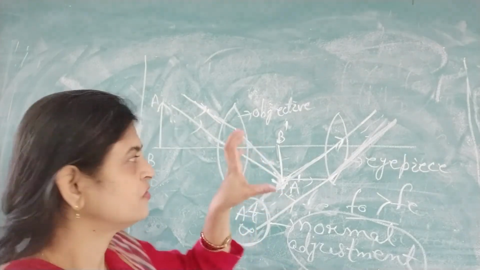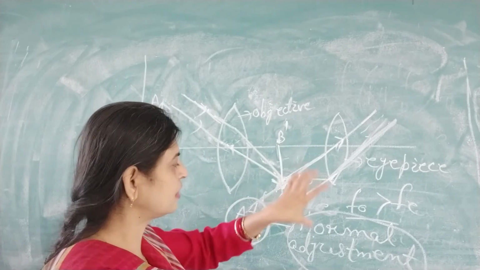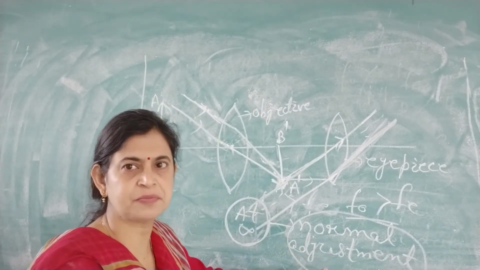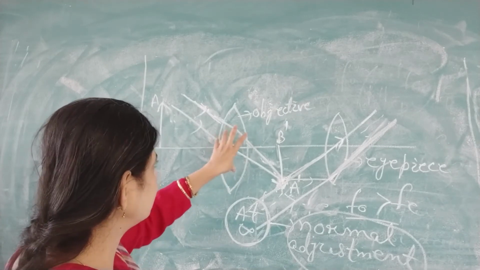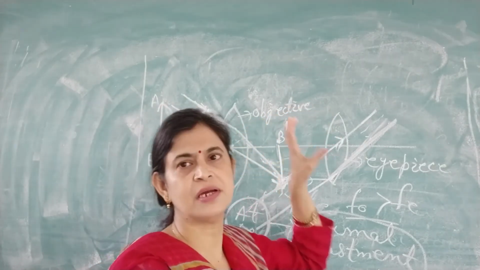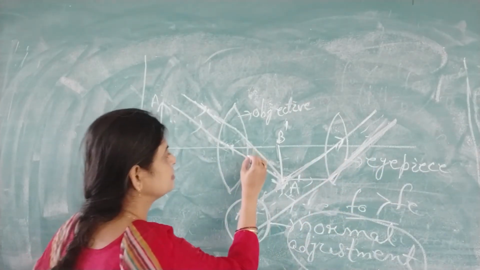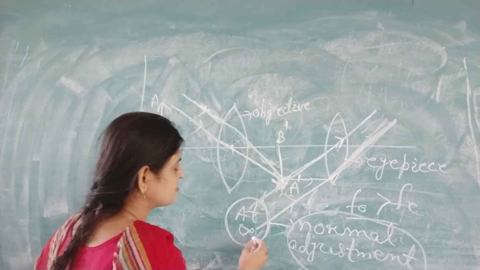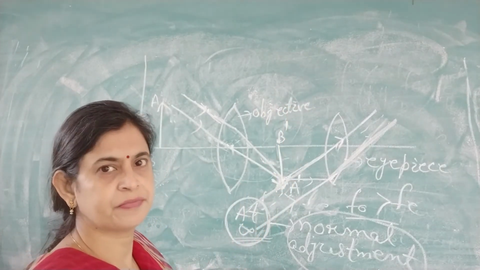Remember one thing, sometimes in your question paper it is written that for the normal adjustment, draw the diagram for the astronomical telescope and find the position of the image. That means at that time you have to draw the second diagram, means the image will be formed at infinity. Clear?